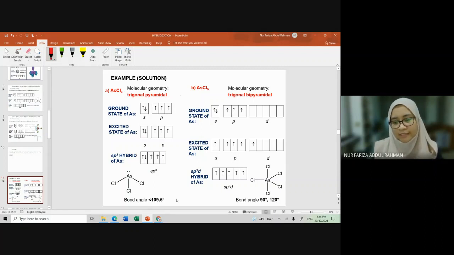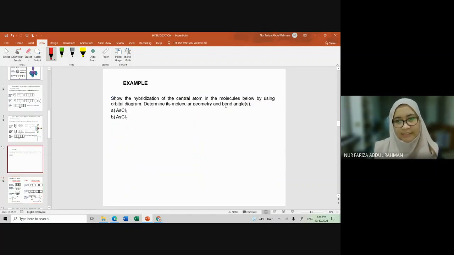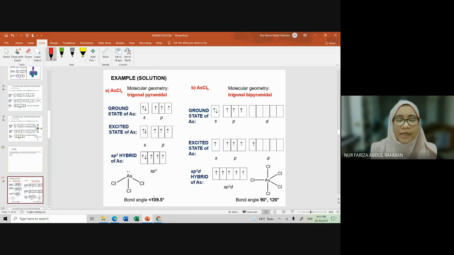Just nak bond angle ke? They mention about bond angle. Yes, the question mentioned about bond angle. Okay, I would highly suggest you, if you are asked for the bond angle, you have to show the bond angle. Okay, this is less than 109.5.